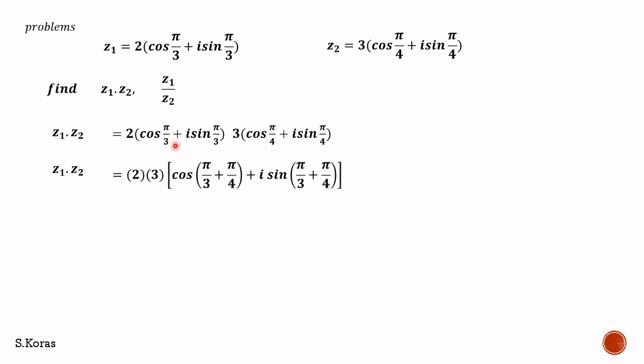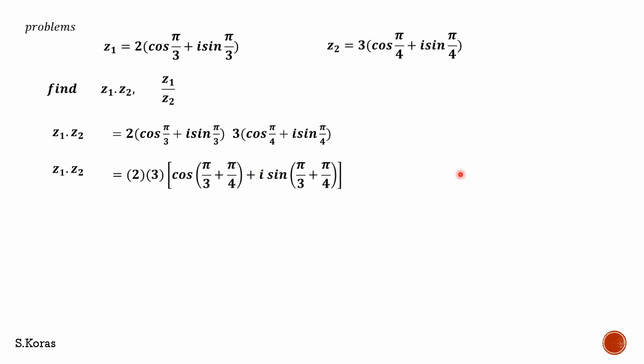Here the argument for the first complex number is pi by 3. For the second complex number is pi by 4. So to multiply these two complex numbers, we have to add the two complex numbers' arguments, that is pi by 3 plus pi by 4. So cos of pi by 3 plus pi by 4 plus I into sine of, again adding the arguments, that is pi by 3 plus pi by 4. So we received the answer.